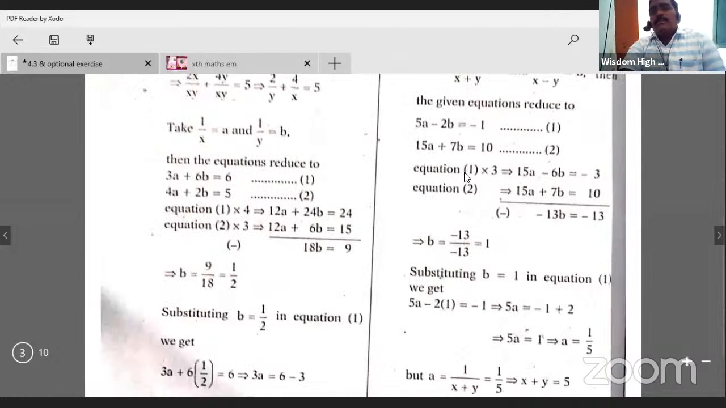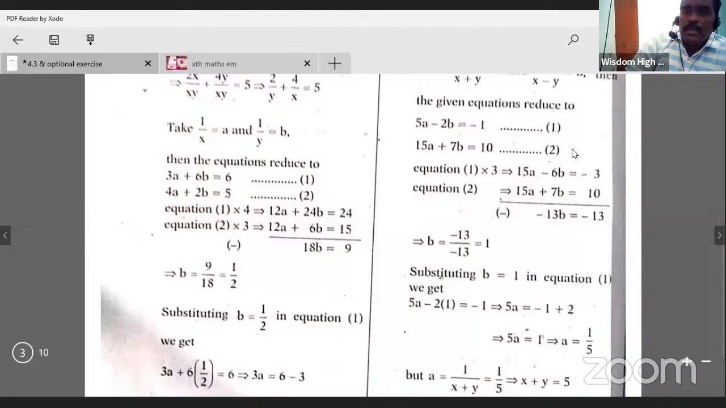Here, the elimination method. Yes, I am explaining the elimination method a number of times. Really, if you do not learn it, it is of no use. So concentrate here, finally. Then see here, 5a minus 2b is equal to minus 1, 15a plus 7b is equal to 10.